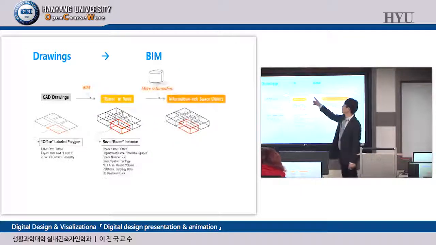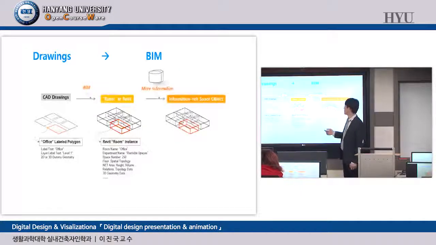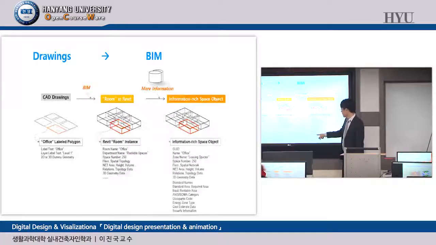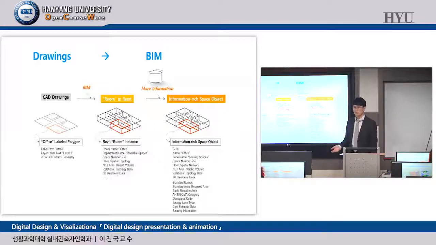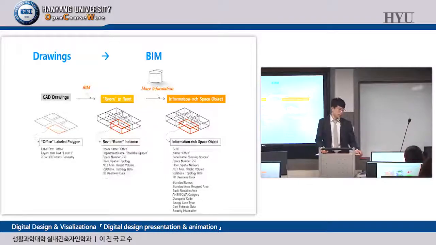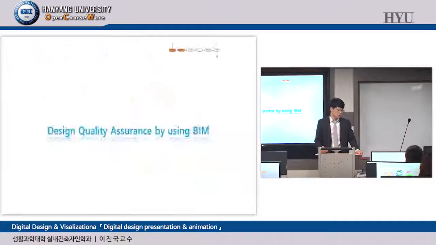What if you put more information, a lot more information? For example, standard name, ANSI BOMA category, occupants code, owner name, cost estimate data, rentable area, a lot more information you can assign to this office room. So the question is why? We can reuse this information for additional analysis, additional tasks in order to enhance the design of this room, okay? That is the big difference between conventional drawings and a BIM model.